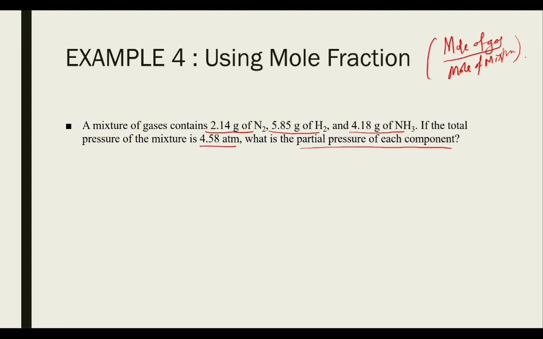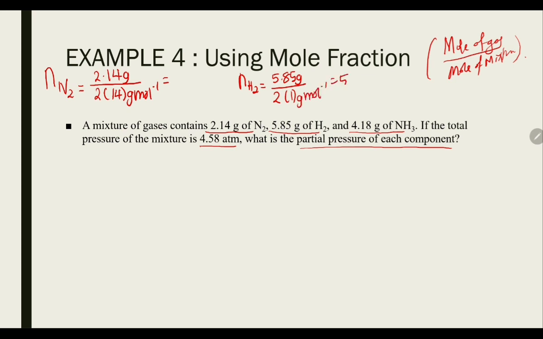So this one, straight away you're going to use mole fraction. First you need to find the number of moles for each gas. So N2. Show all your calculation. So 2.14 gram divided by the molar mass of nitrogen, which is 14 times 2 gram per mole. For hydrogen, press your calculator for that one. For hydrogen, 5.85 gram divided by 2 atoms of hydrogen, and each one is just 1. So it just gives you the same value as the mass, but you need moles.